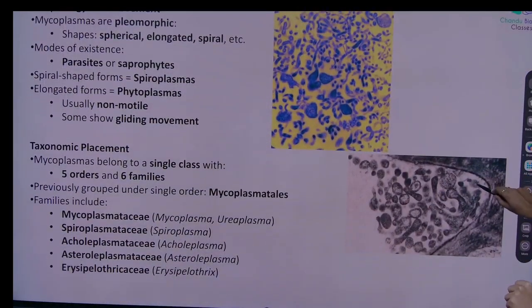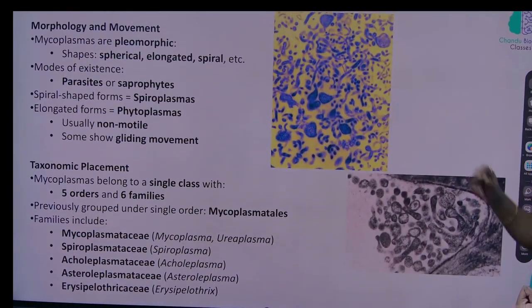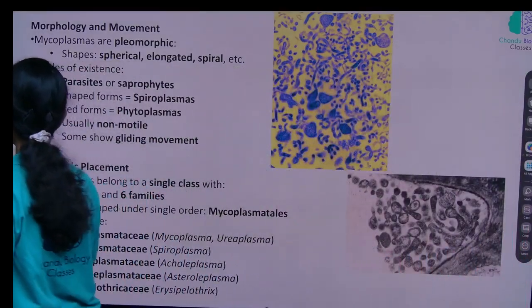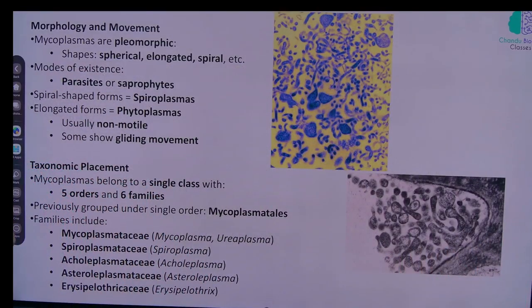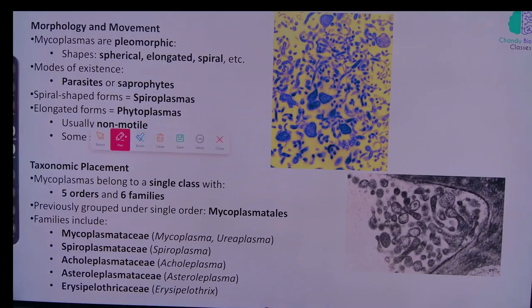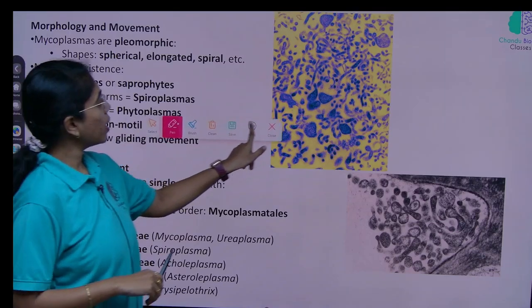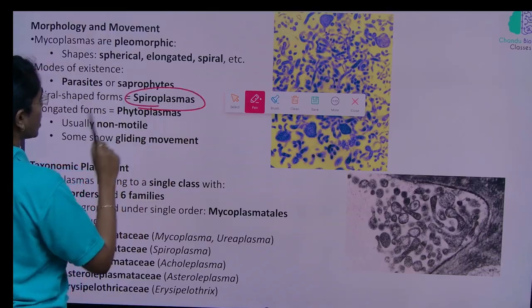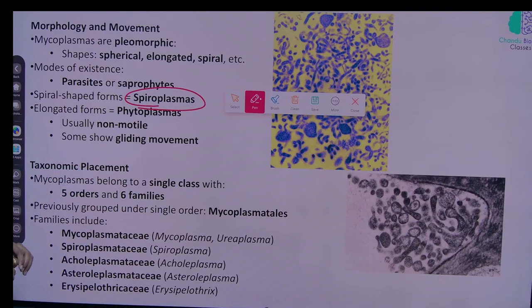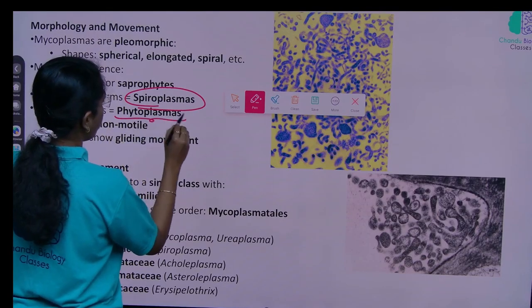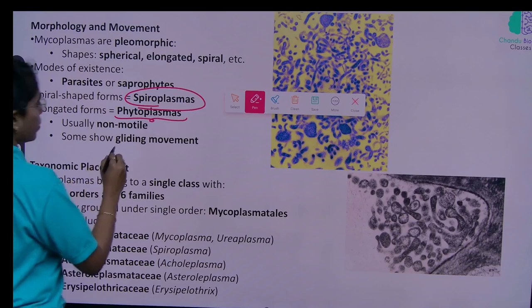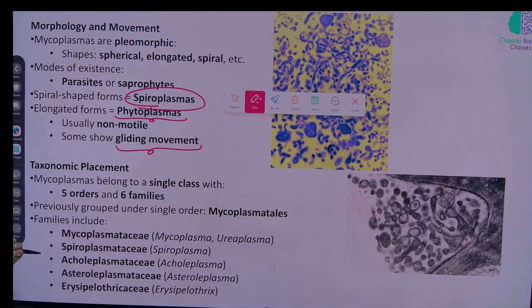Now, morphology and movement. Of course, they are pleomorphic. Mode of existence, or mode of nutrition you can say: they exist as parasites or saprophytes. Spiral shaped forms of Mycoplasma are kept under spiroplasmas. Elongated shaped forms are kept as phytoplasma. Usually they are non-motile, but some Mycoplasma show gliding movement.